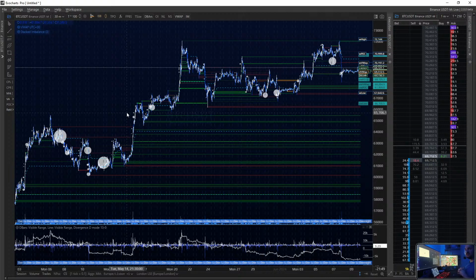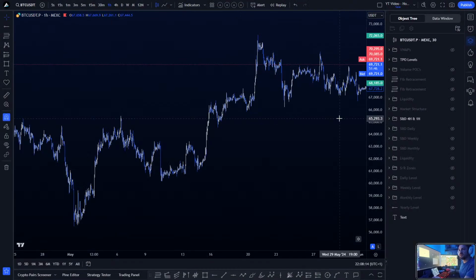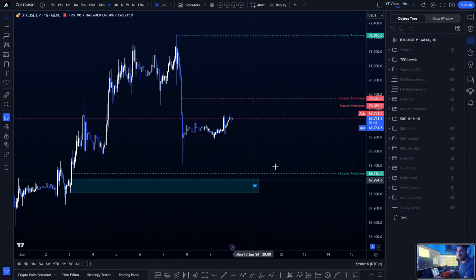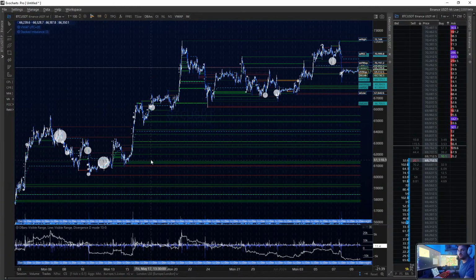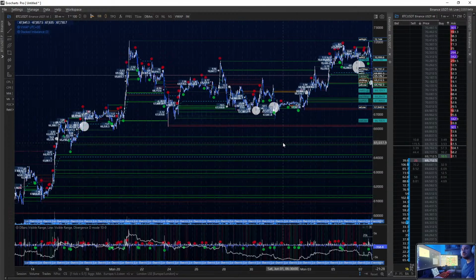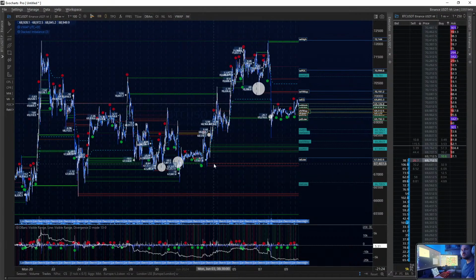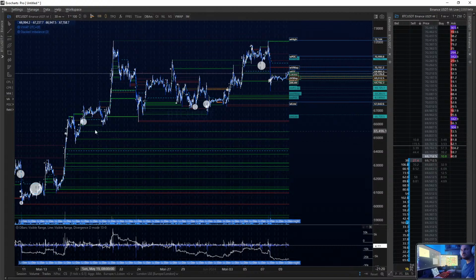I don't even think it's relevant to mark out all of these. It's not about the work, but whatever happens inside this internal range is probably going to determine if we actually make a new all-time high, probably to 75k, or if we really start to go down. I think that starting to lose 66k, losing this region, is pretty bad.